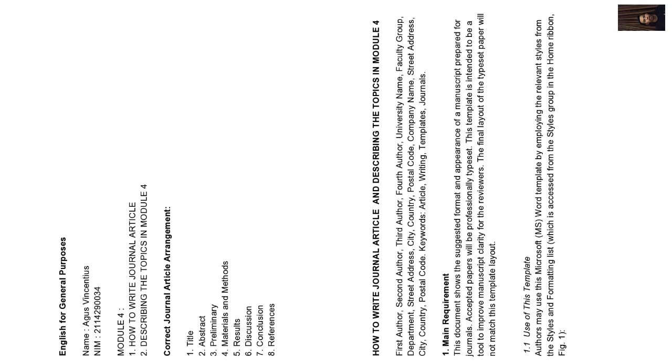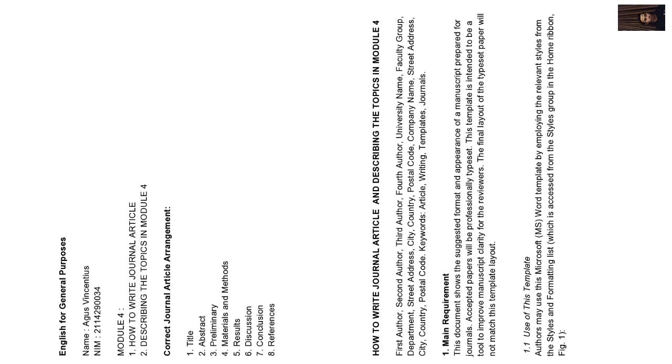Correct journal article arrangement. First, title. Second, abstract. Third, preliminary. Fourth, materials and method. Fifth, results. Sixth, discussion. 7. Conclusion. 8. References.